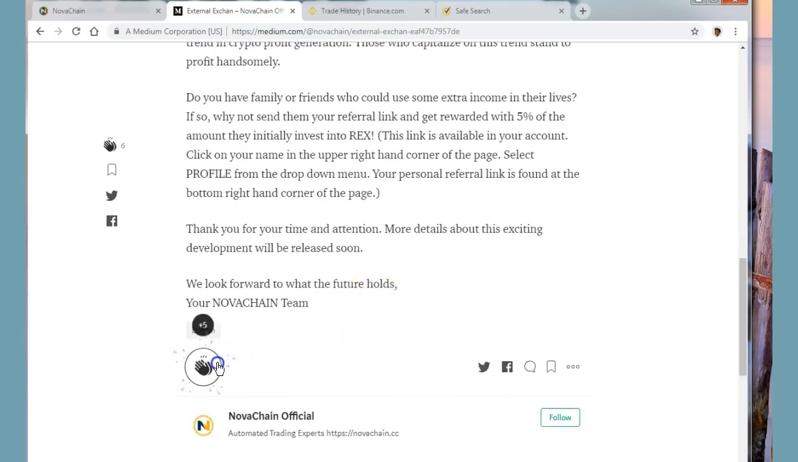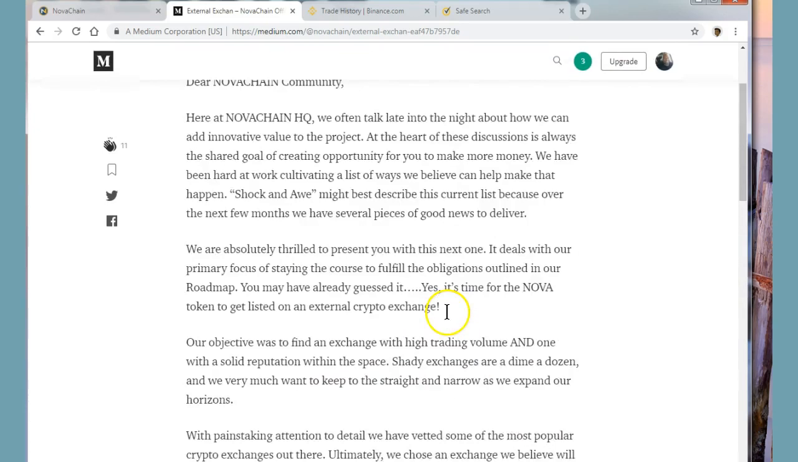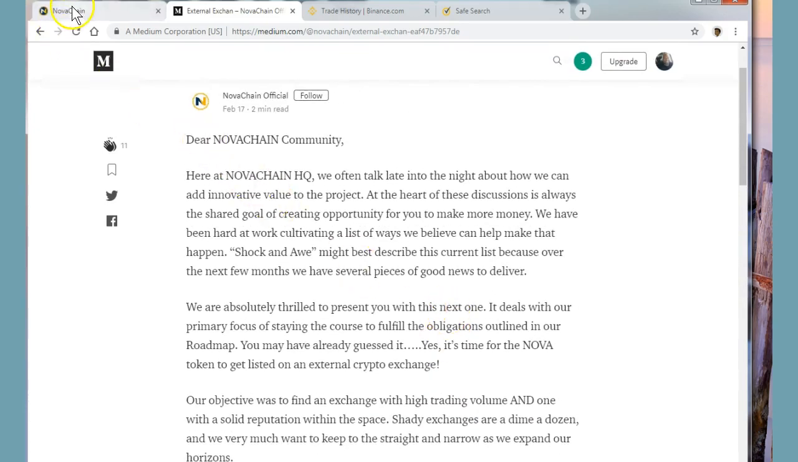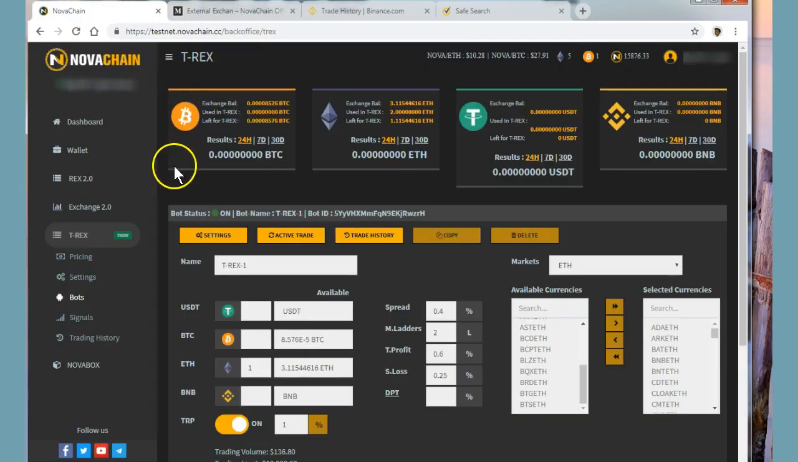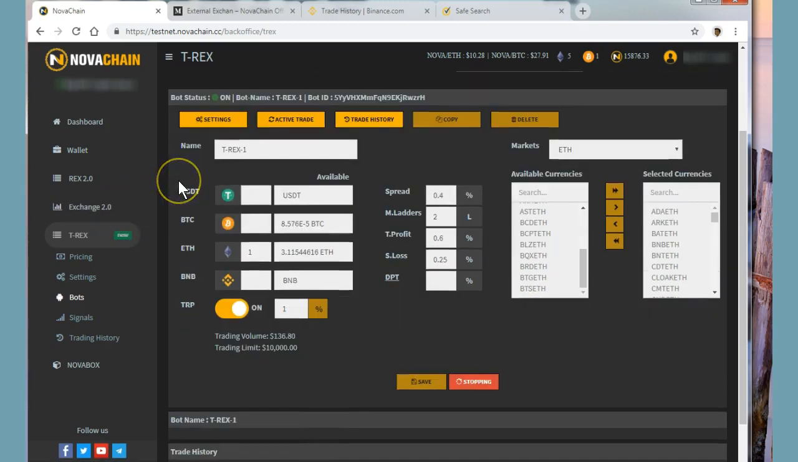All right, let's do a couple of claps for them. So that's the deal on that. External exchange is going to happen shortly. So you'll be able to buy and sell Novachains outside of the Exchange 2.0. If you recall, this is the second iteration of the exchange, thus the 2.0. The second iteration of the exchange, and it's going well.